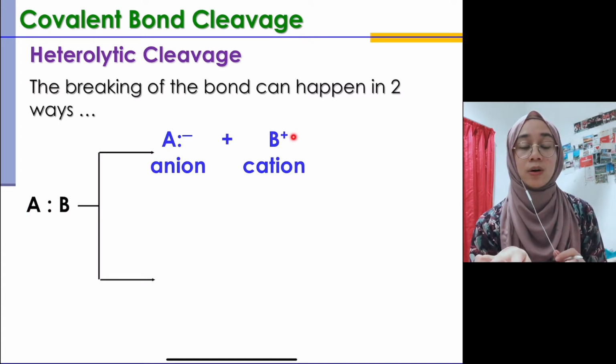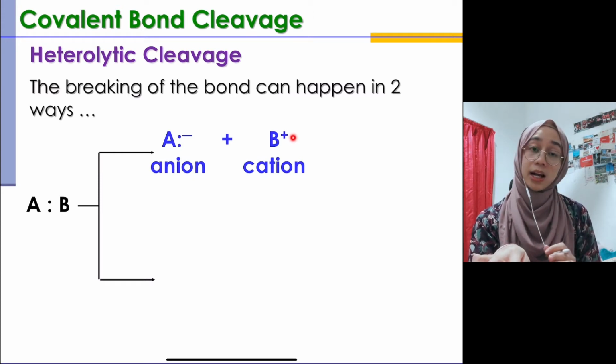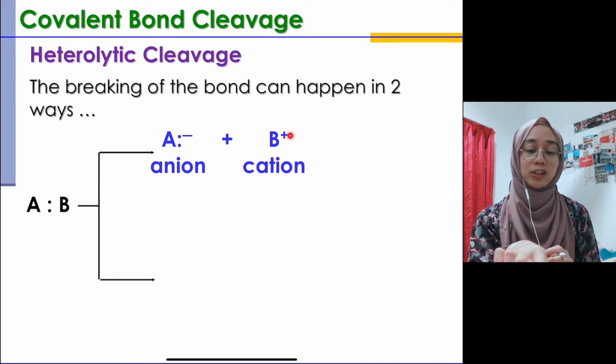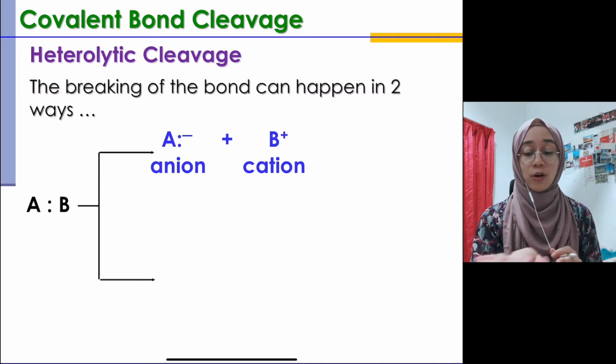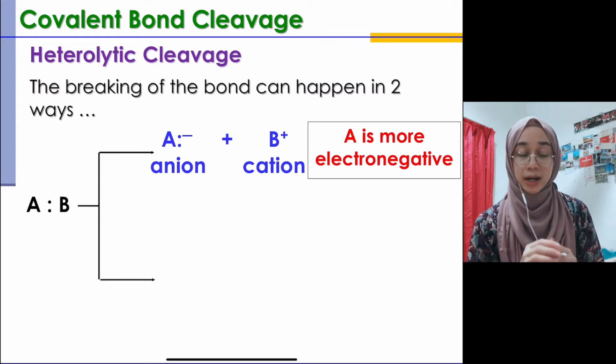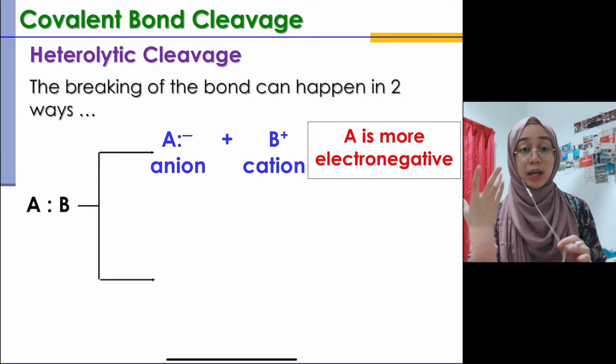Okay, so this shows that A or B has a higher electronegativity. Tengok elektron pergi mana? Elektron pergi dekat A kan? Therefore, A is more electronegative compared to B. But what if it becomes the other way around?